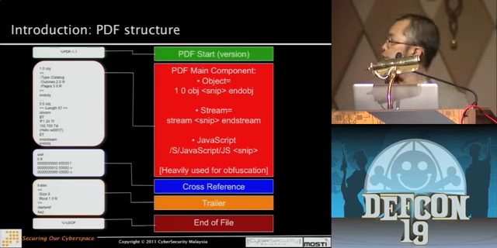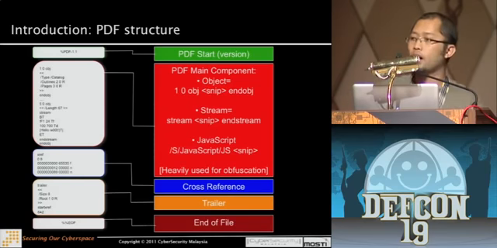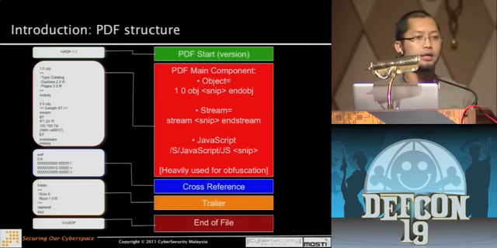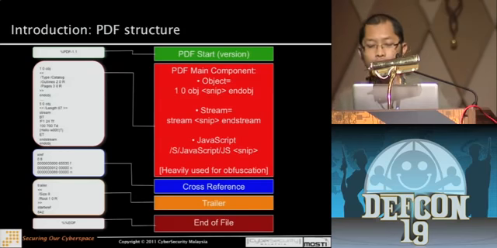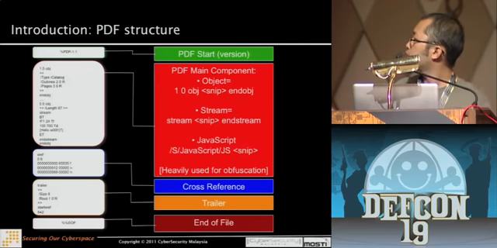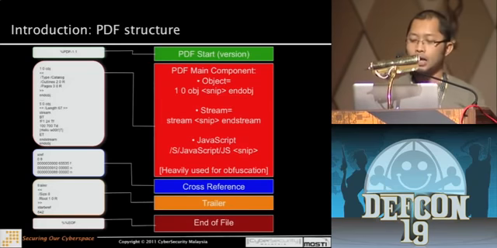The second part, the body, is pretty much the main component of the PDF, which normally has objects, normally represented as obj and ended with endobj. Later on, I will show some obfuscation that you can implement when it comes to the object declaration, like this one. And of course, a major component inside here is the JavaScript.